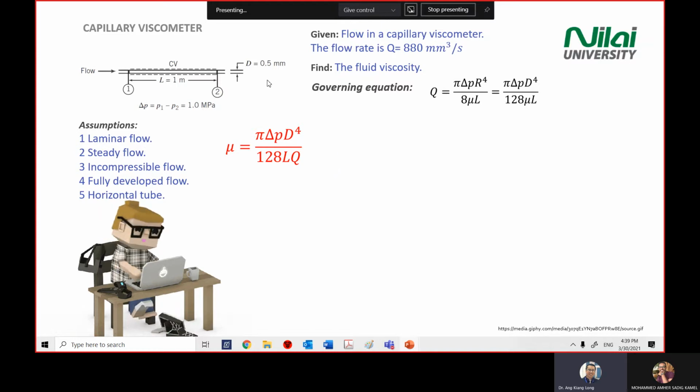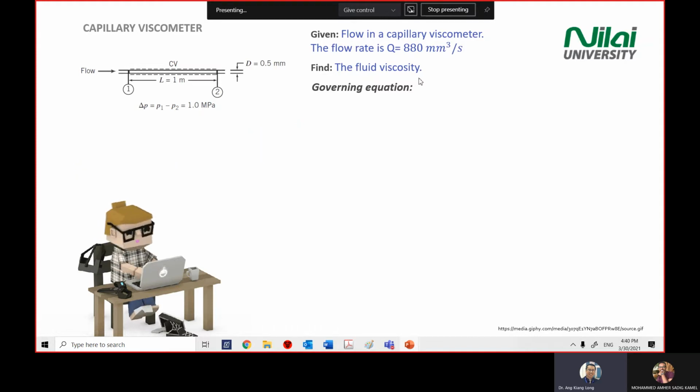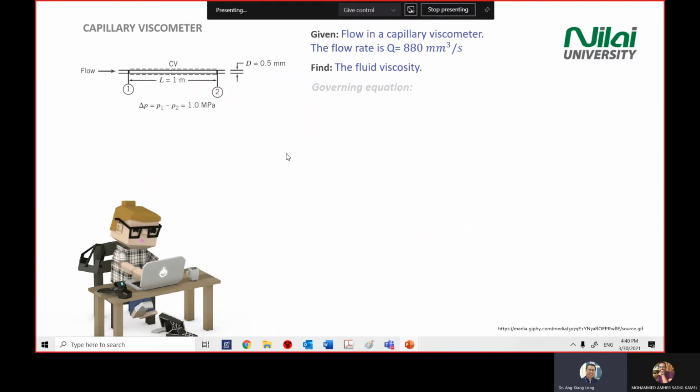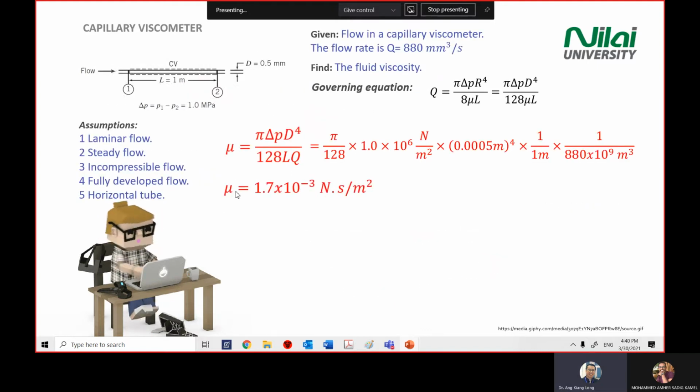Only need to remind you to convert all the dimensions into SI units, so millimeters into meters. The flow rate Q is given in mm cubed per second, so be careful. In the exam, you will see a similar format also. You will see mm cubed, so remember to change this to meter cubed. All right. The rest of the slide is just a substitution of the values.